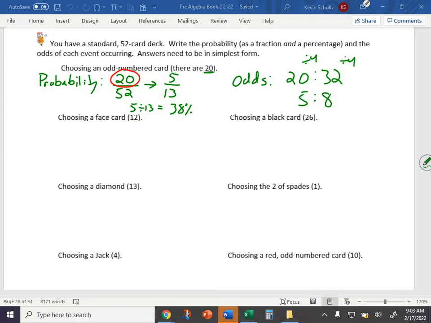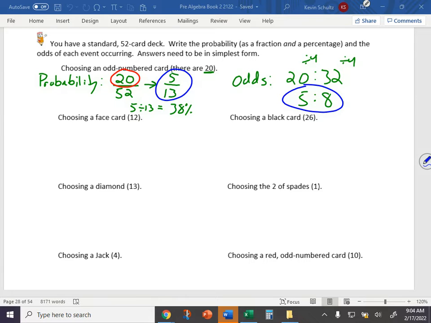Do you see any connection with our simplified fraction and our simplified odds? Tell me what connection you see here between our simplified fraction and our simplified odds. Abby? They both have 5. What else? Liam? If you add 5 and 8, it equals 13. Exactly. You add 5 and 8, you get 13. Why does that work out?